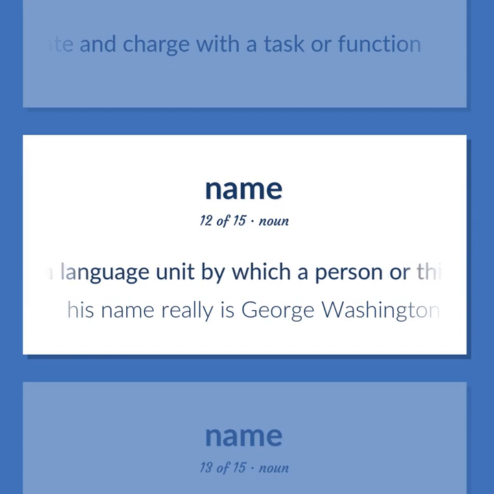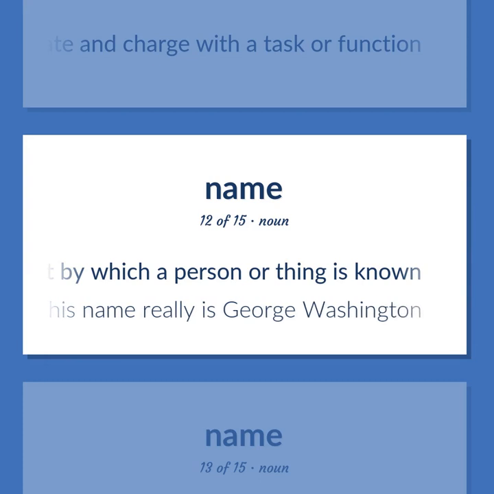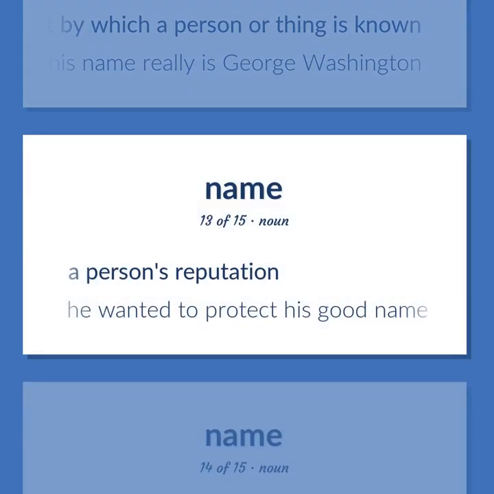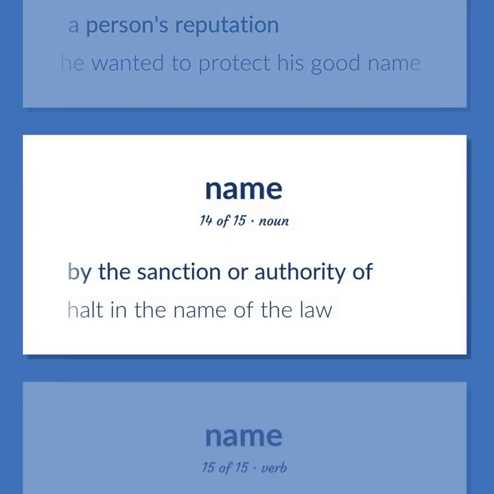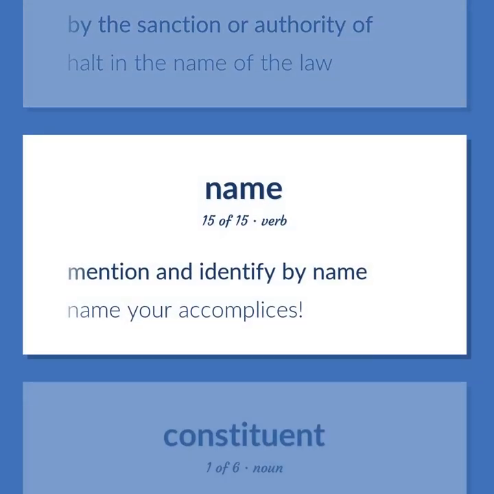A language unit by which a person or thing is known. His name really is George Washington. A person's reputation. He wanted to protect his good name. By the sanction or authority of. Halt in the name of the law. Mention and identify by name. Name your accomplices.